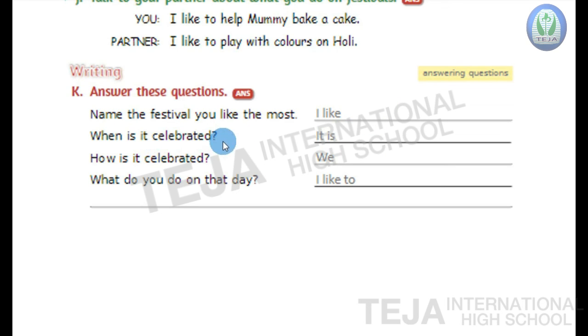Next, when is it celebrated? Now, if it is Christmas, then it is celebrated on 25th December. Like that, you have to write the date. How is it celebrated? So, how do you celebrate? We celebrate it by decorating the house or decorating the Christmas tree or offering the prayers to Jesus. Like that, you write the answer. What do you do on that day? So what would you like to do on that day? I like to distribute the sweets, or I like to invite my friends. So write the answer here in the blank.